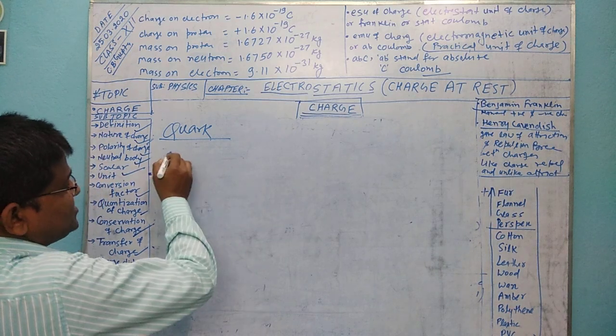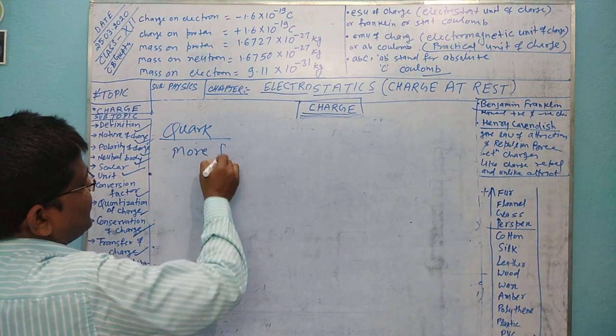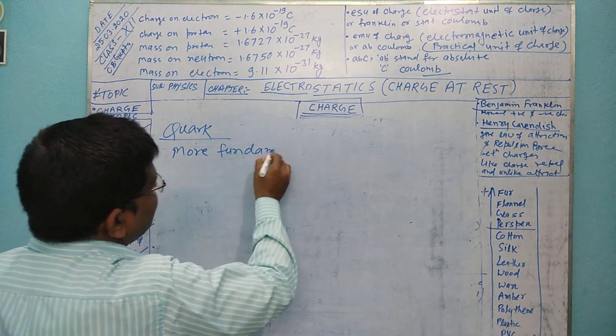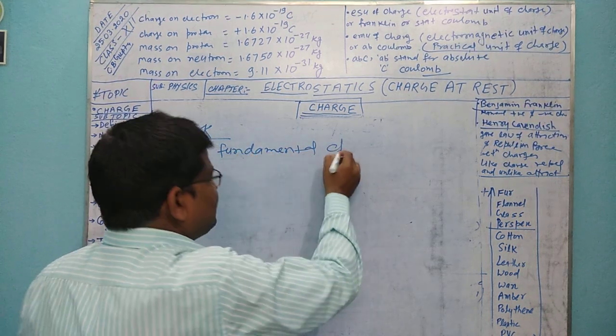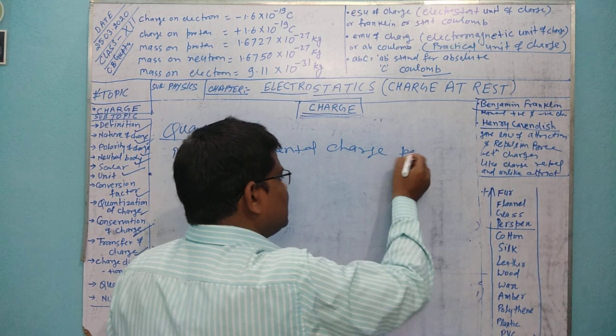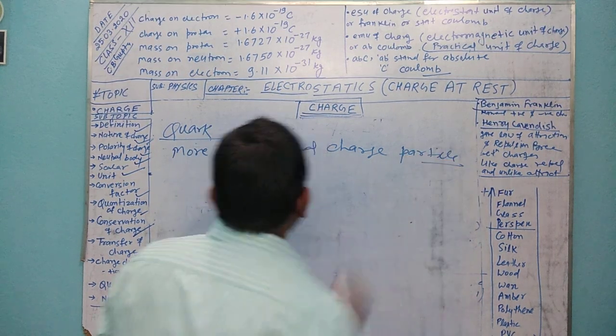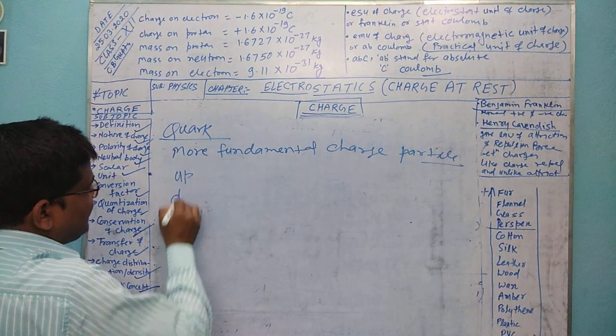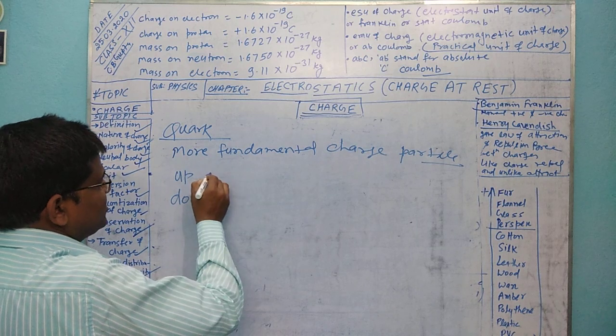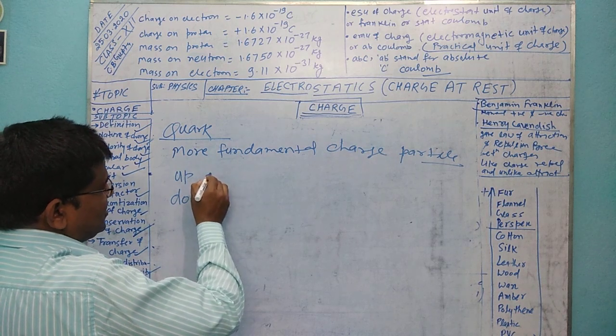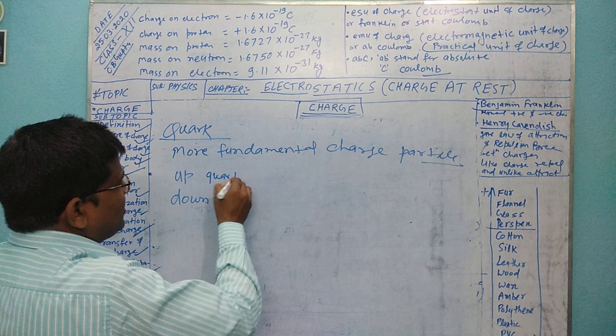Quark is the more fundamental charge particle. This is very important. And there are two types, up and down. Up quark and down quark.